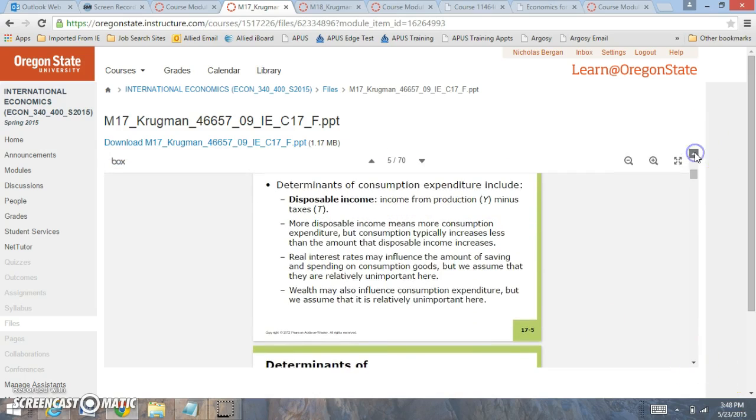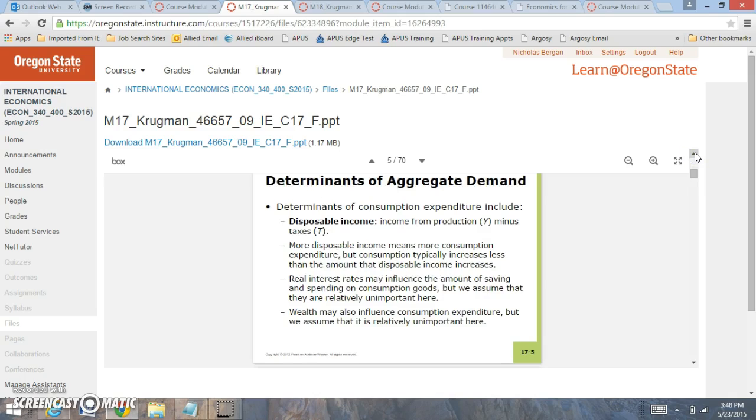When you look at consumers, you notice disposable income is very important. When we look at more disposable income in an economy, that means consumption will be higher, and higher consumption will lead to greater output.